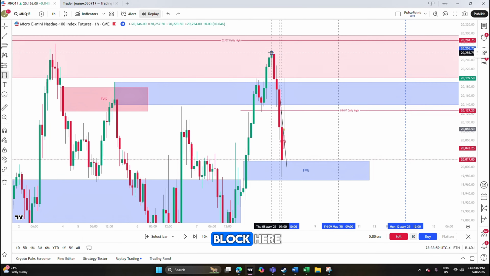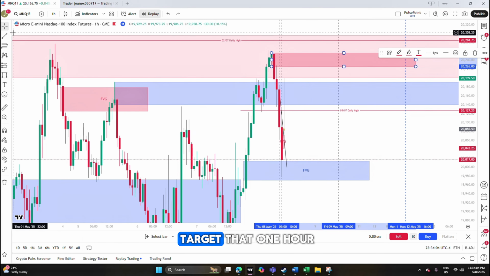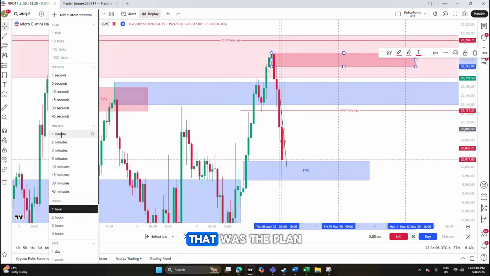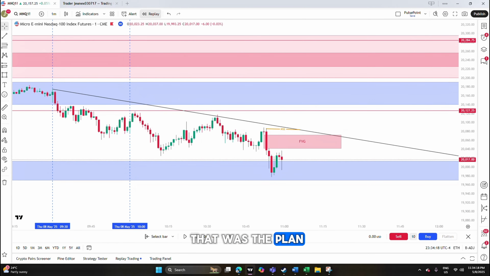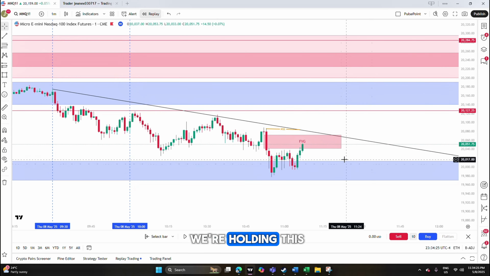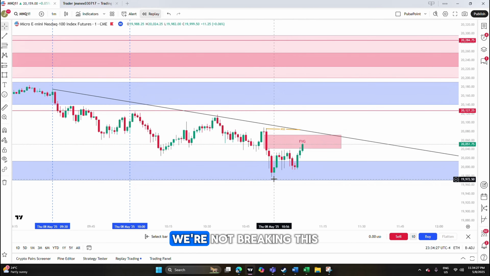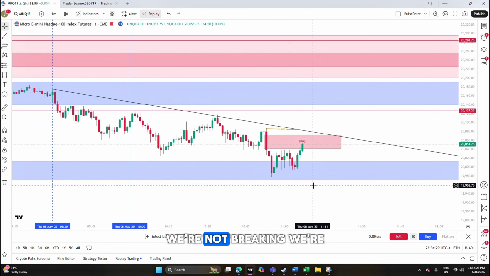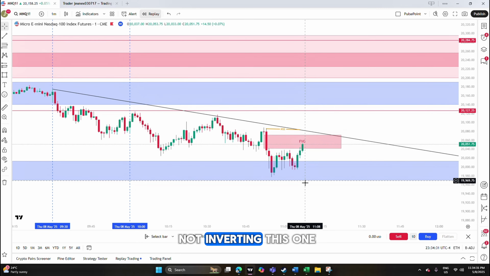We have an order block here. I said, okay, I'll target that 1 hour order block. That was the plan. I waited for my moment. See, we're holding this. We have a good support here. We're not breaking this low, and we're not inversing this 1 hour bullish fair value gap.